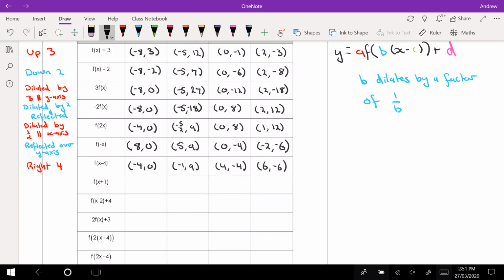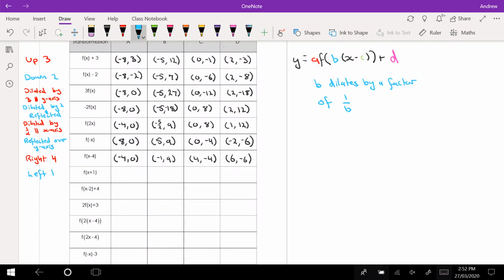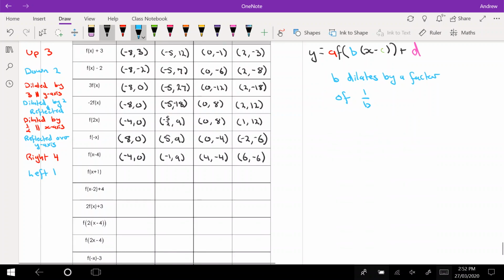Now, if I have that positive there, f of x plus 1, what transformation is happening there, Ollie? It's moving one to the left. Left 1. So if I'm moving 1 to the left, this now will become negative 9, 0. This is going to become negative 6, 9. Negative 1, negative 4. 1, negative 6.